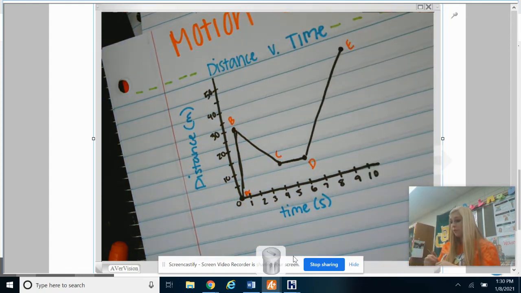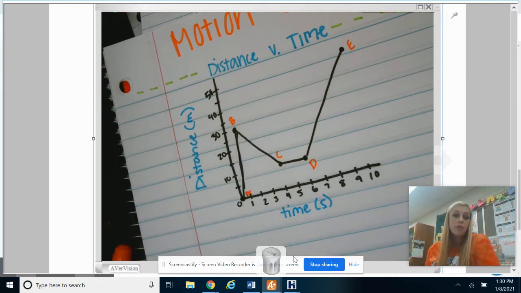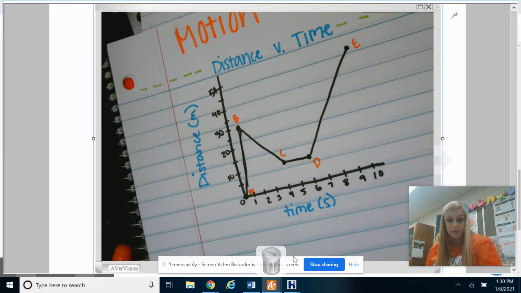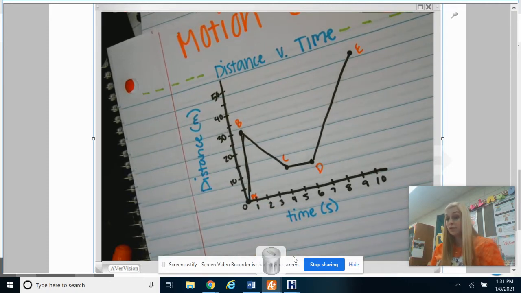All right. So let's analyze this graph. When we are going from point A to B, how far do we travel? Well, we start at 0, we travel to 30, so we travel 30 meters. How long does it take us? 1 second. So we travel 30 meters in 1 second.